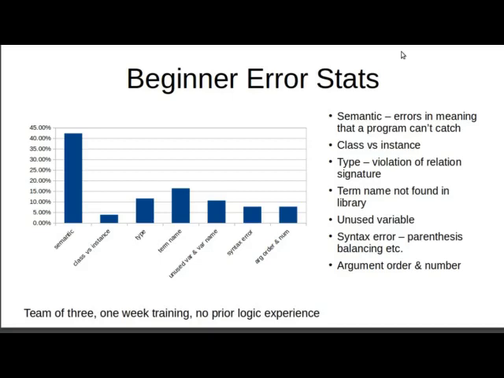I call those semantic errors. So those are certainly the bulk of the errors. And there's not much we can do there to make sure that a machine can catch those kinds of errors. But the rest are things that are pretty straightforward and easily automatable.